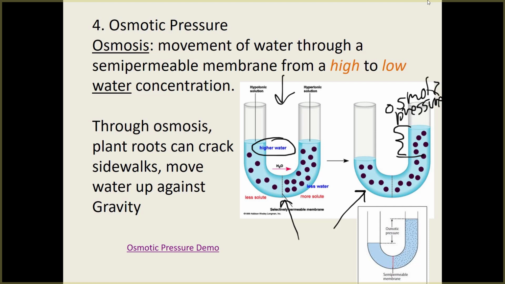This osmotic pressure is what causes water to go from the ground into the roots of trees, and then those roots grow and they can break sidewalks. And it's all because of this osmotic pressure. And the osmotic pressure is also responsible for water moving up a tree against gravity, along with cohesion and adhesion. They all work together to help water go from the roots of trees all the way to the very top of where its leaves are.